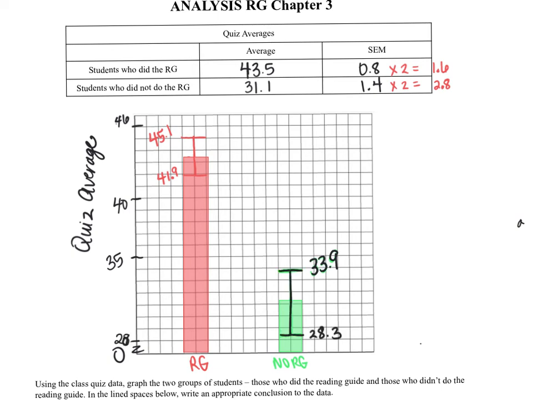With this information, you should now be able to write an appropriate conclusion to see how the students who did the reading guide did compared to the students who didn't do the reading guide for the Chapter 3 quiz.